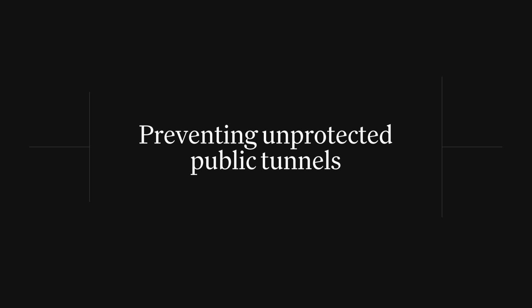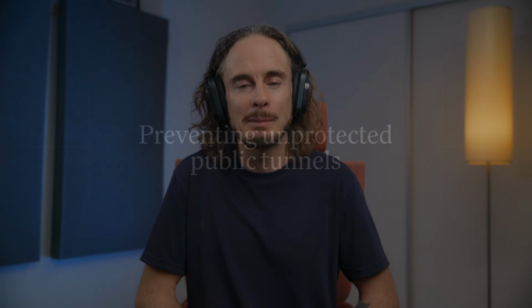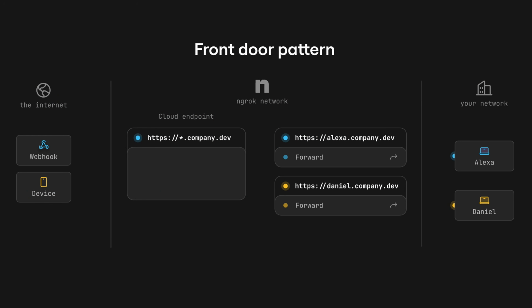The next use case I want to show you is preventing unprotected public tunnels. Public tunnels are essential for things like local webhook testing, but they can pose a security risk, which is why platform teams need control and visibility into who's using tunnels and why. So instead of exposing a public tunnel directly, developers use internal tunnels that can only receive authorized requests from the outside world. We call this the front door pattern.